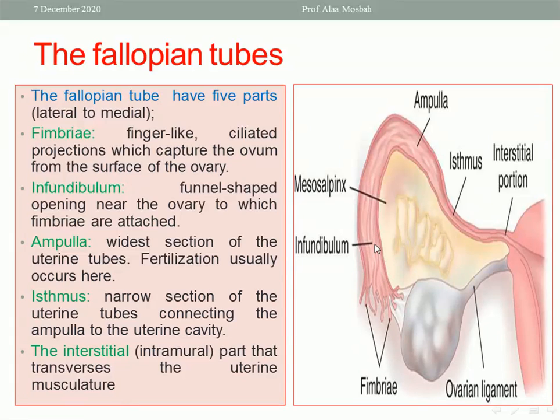This is the infundibulum. Then the ampullary portion, this is the widest portion of the fallopian tube, in which fertilization occurs. Then the isthmus, this is a narrow section of the fallopian tube. This is the isthmus, connecting the ampullary portion to the interstitial portion, which is the last part of the tube, which enters through the muscle wall of the uterus and connects to the uterine cavity.